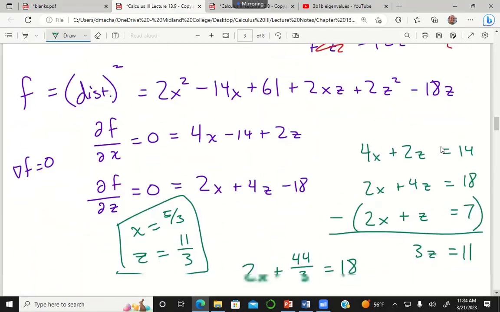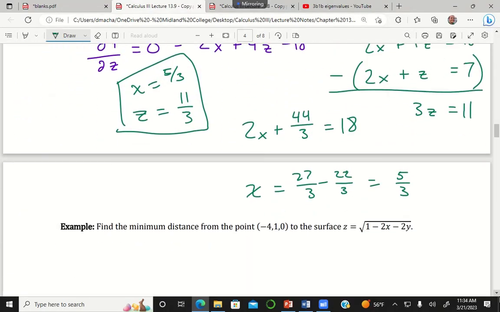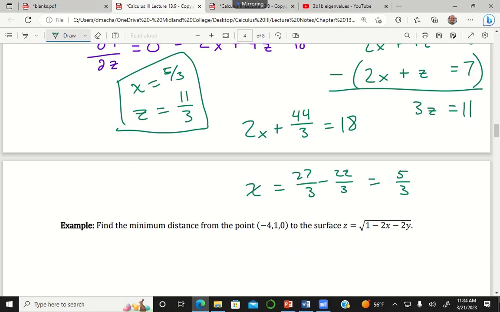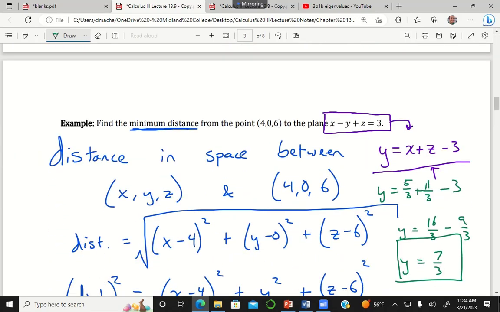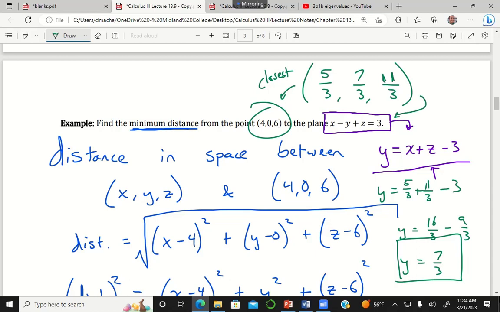And so this gives me the point x, y, z that is closest to the point, what was it, 4, 0, 6? Yep, 4, 0, 6. So, what did I say? 5/3, 7/3, 11/3. This is the point that is closest to the point 4, 0, 6, while it still belongs to that plane.